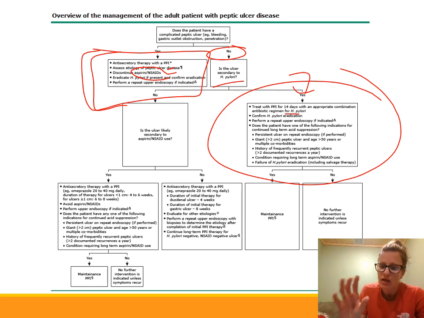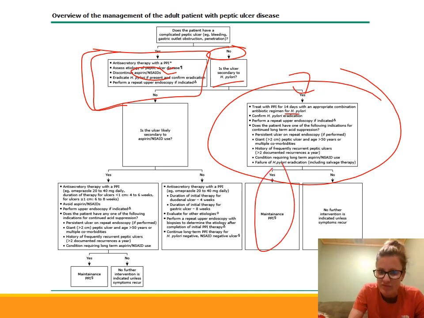After that, if you look down here, if it was a giant ulcer, if the patient has a persistent ulcer, right? If you treat the H. pylori, you eradicate it, and there is still a persistent ulcer present. If they have a history of frequent or recurrent ulcers, then we're going to have to use maintenance proton pump inhibitor therapy. Right? If none of those risk factors exist, then we're done after those 14 days.